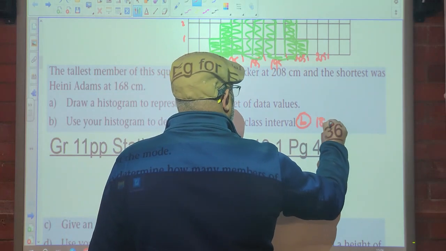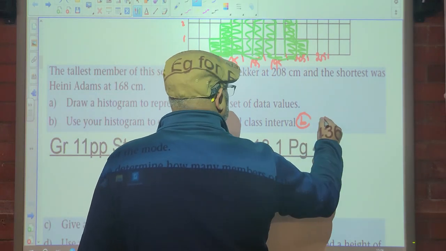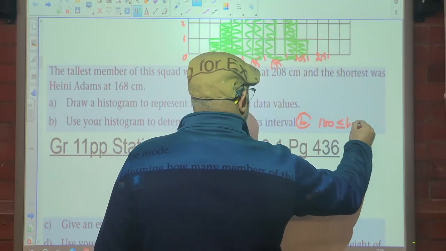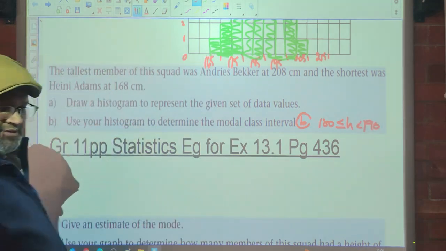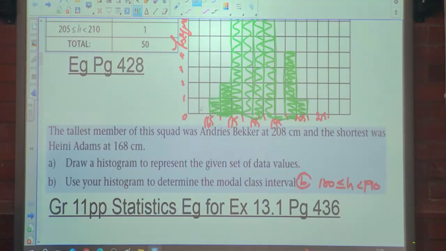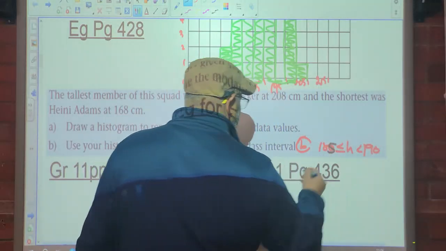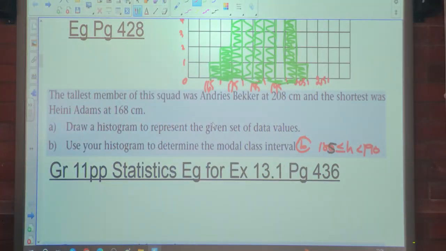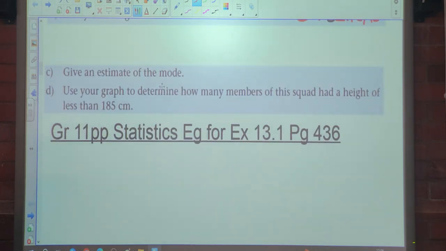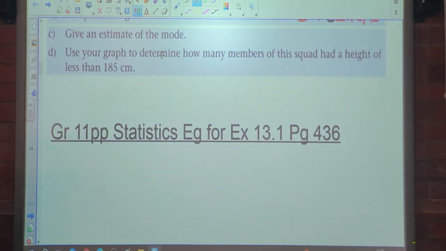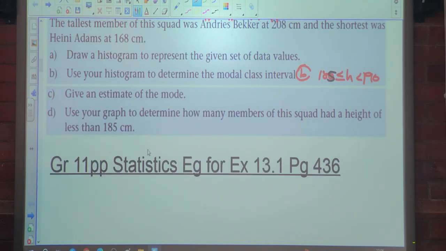Going to be 185 is less than or equal to H, which is less than 190. So yeah, the equal sign is on the 185. I erased 180 earlier on and I still wrote 180. Sorry. Right, you guys understand? Make mistakes easily in this section of work. Okay, it's easy, but the mistakes are easily made as well.